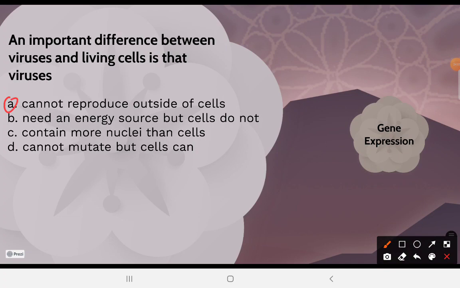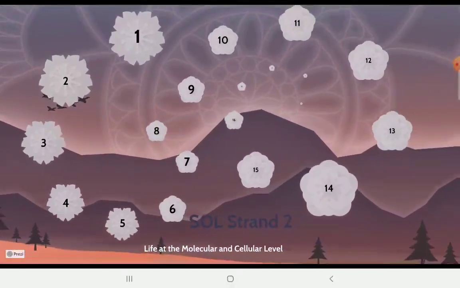Okay, so again, an important difference between viruses and living cells is that viruses cannot reproduce on their own. They need to hack into your cell. I really think this is a relevant question for today, and I really wouldn't be surprised if this is the year of COVID. I wouldn't be surprised if you had questions like this on your SOL test. All right, so anyway, that's viruses. Number 9.